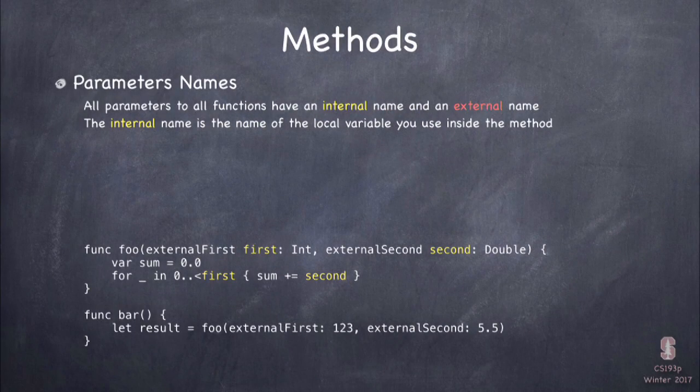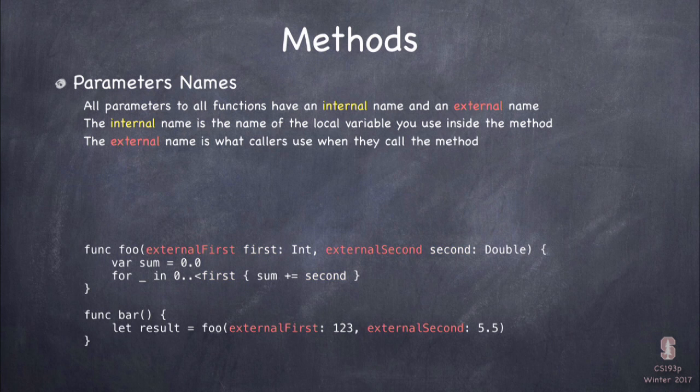Okay, let's talk a little bit about the syntax of methods. I'm going to go fast on this. Hopefully you all understand this. All parameter names have external names and internal names, right? The internal name is used inside the definition, or inside the implementation of the function. So here I have these two functions, foo and bar. Bar calls foo. So you can see that inside foo's implementation, it is using first and second, whereas when bar calls foo, it uses external first and external second as the names of the items, right?